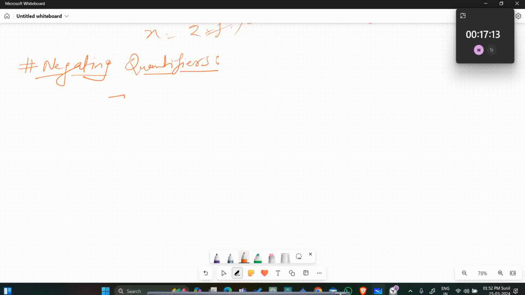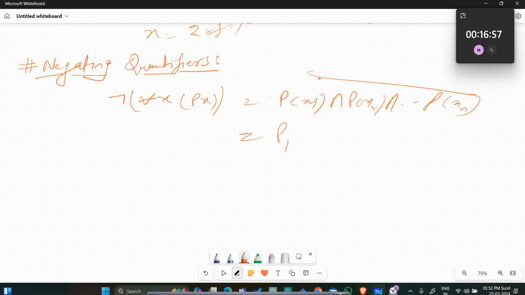The negation of for all x, P(x), is like the negation of P(x1) and P(x2) and so on up to P(xn), which is like the complement of P(x1) or the complement of P(x2) or the complement of P(x3) and so on up to the complement of P(xn). Similar is like that, right?